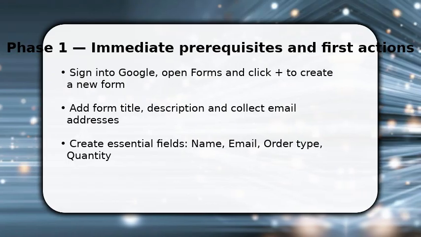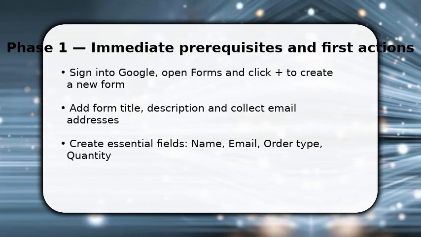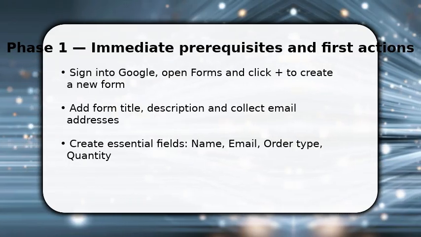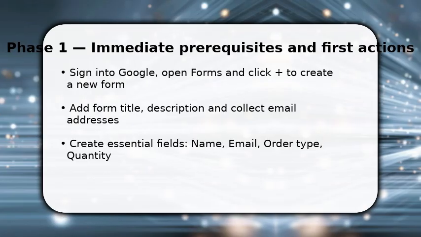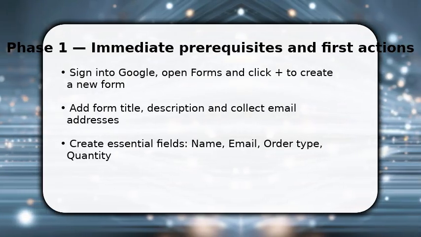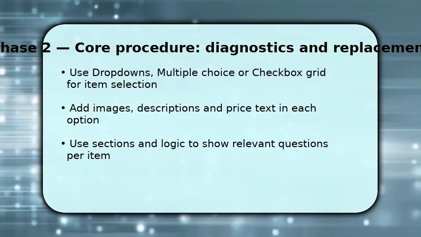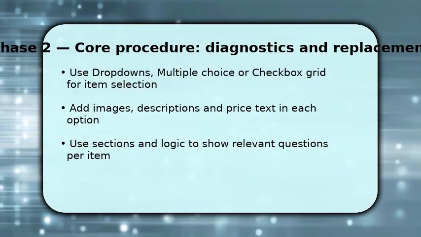This enables confirmations. Next, add required fields. Name and email first, then an order type question. Use multiple choice or checkboxes for item selection, and add a quantity field as a short answer with response validation to accept numbers only. Once the basics exist, focus on the complex middle steps.